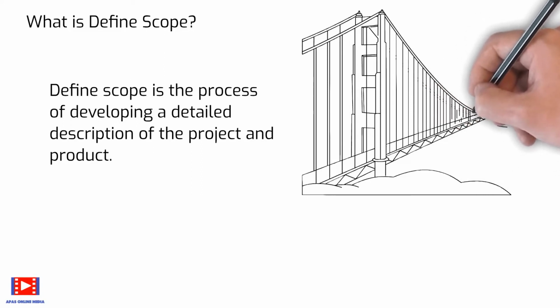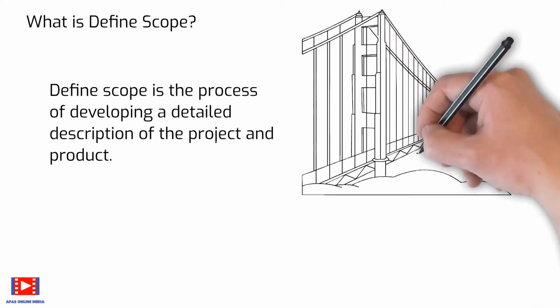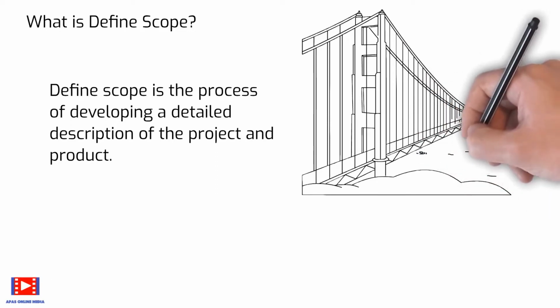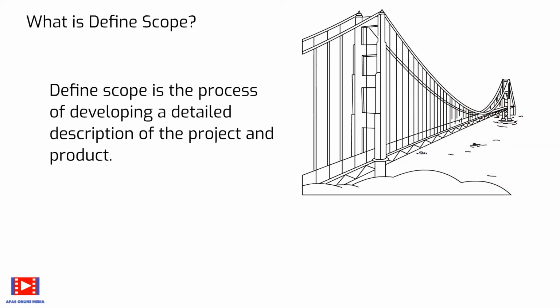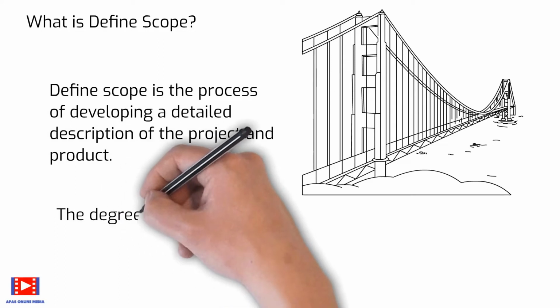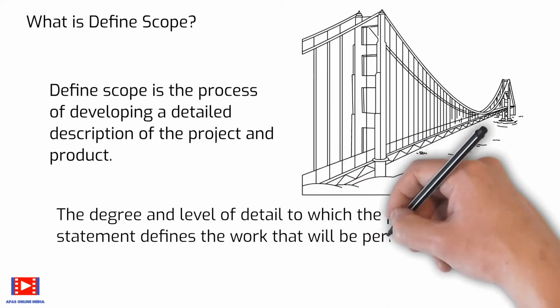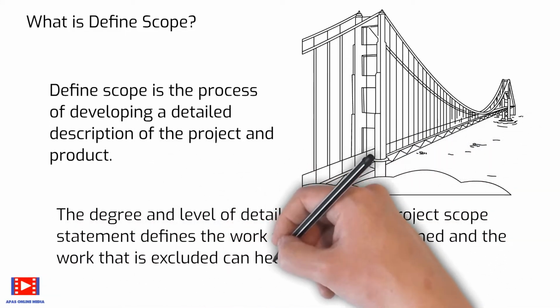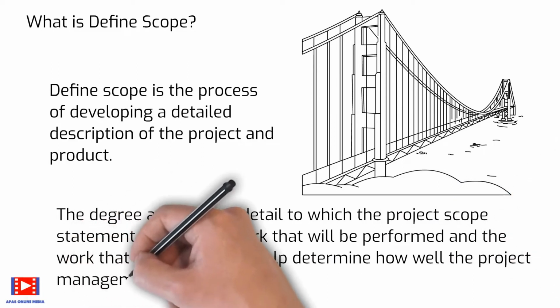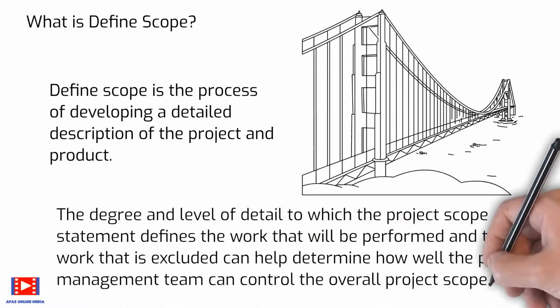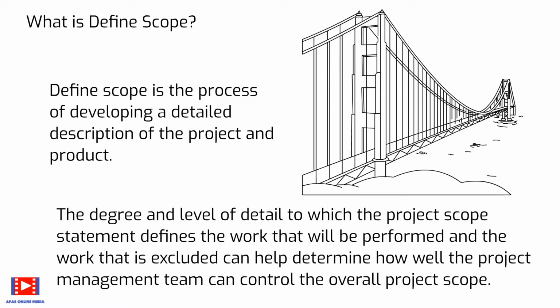The preparation of a detailed project scope statement is critical to project success and builds upon the major deliverables, assumptions, and constraints that are documented during project initiation. The level of detail to which the project scope statement defines the work that will be performed and the work that is excluded can help determine how well the project management team can control the overall project scope.